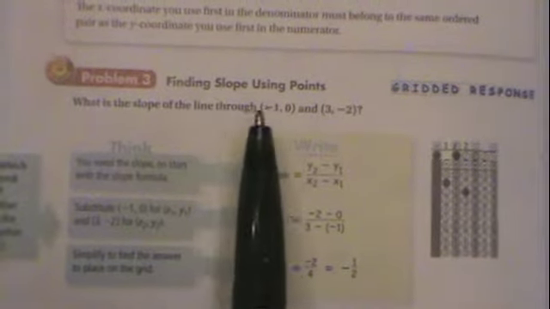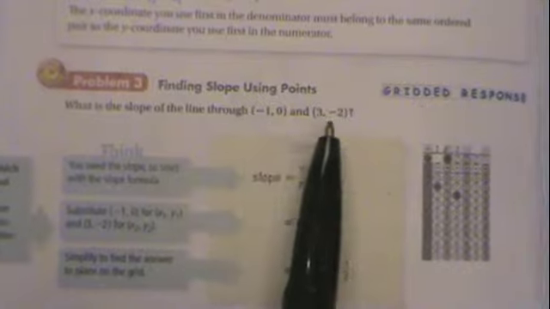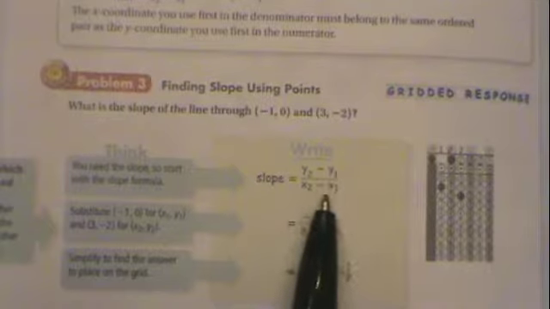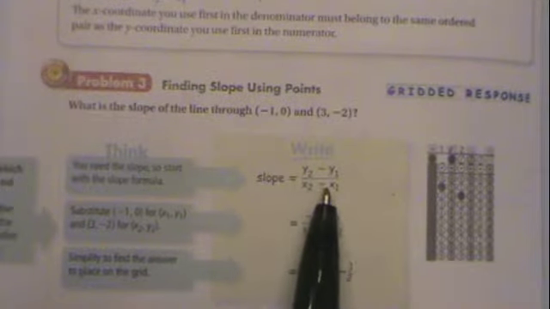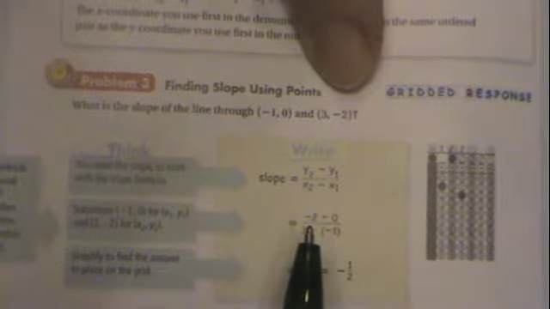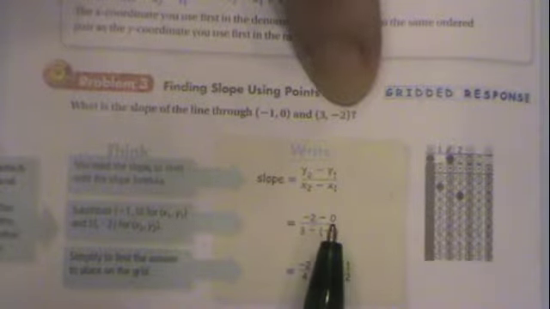Problem 3. Yay, gridded response. They give you 2 points on this line, (-1, 0) and (3, -2). Figure it out. Well, first, write down your formula, and I'm not saying that just to hear myself talk. Write down your formula. Then, they started with -2 minus 0, which is fine, but since they started with this coordinate, when they do the x in the denominator, start with 3 and subtract -1. There's your answer. The slope of that line is -1/2.